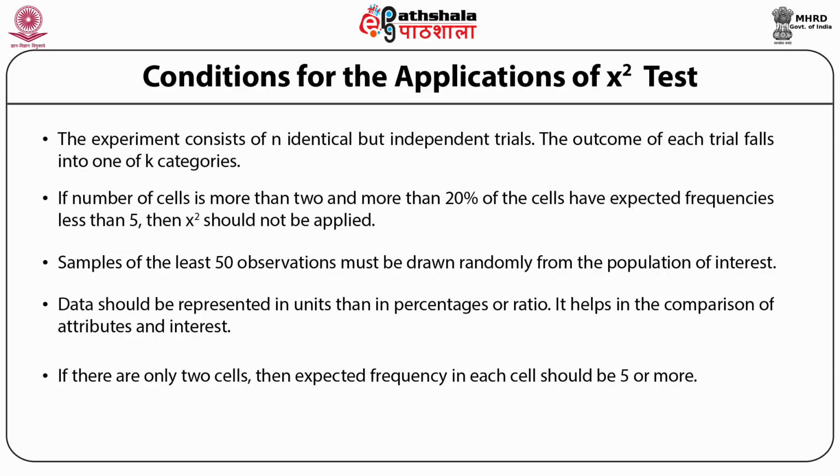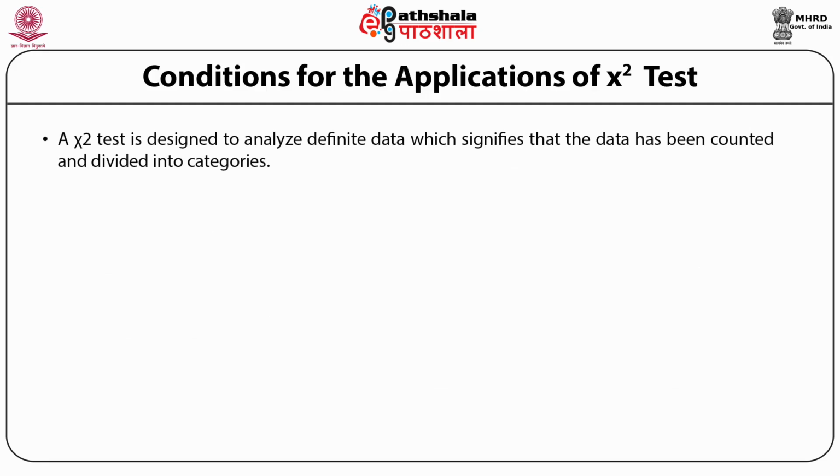of the null hypothesis. As the chi-square test is designed to analyze categorical data, which signifies that the data has been counted and divided into categories. This test will not work with data which is parametric or continuous in nature.